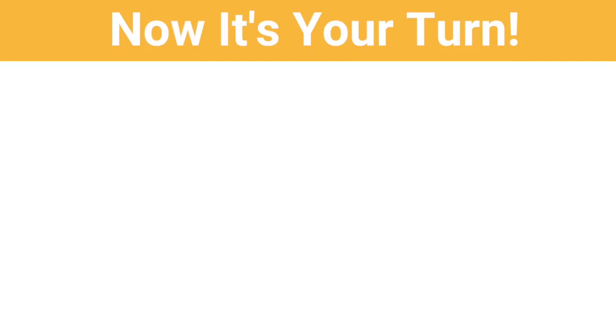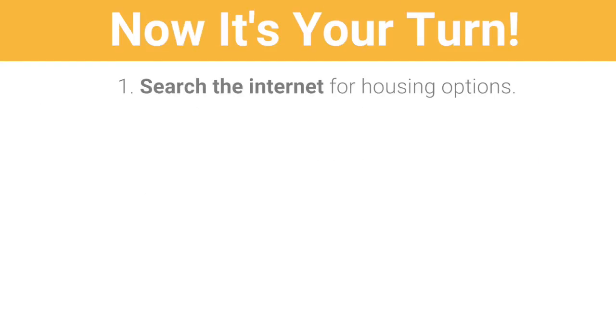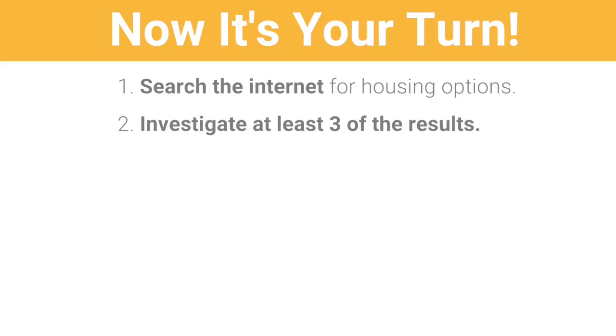Now it's your turn. Search the internet for housing options in the location you selected for this activity. Investigate at least 3 of the results returned. Collect data about each option in your spreadsheet. When you have collected data for 3 or more options, move on to the next video.